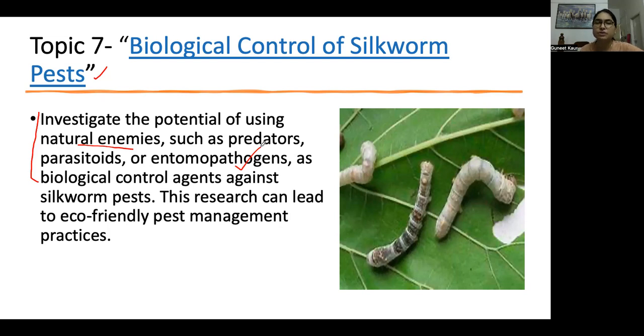Okay, this research can lead to eco-friendly pest management practices. Okay, of course, if anything which is biological, which is already there in the environment and it is controlling our existing problems, then it will be a very good research topic, right? So this will be the conclusion and you can work on it and elaborate on the topic. Okay. So I am just repeating the seventh topic, that is biological control of silkworm pests.